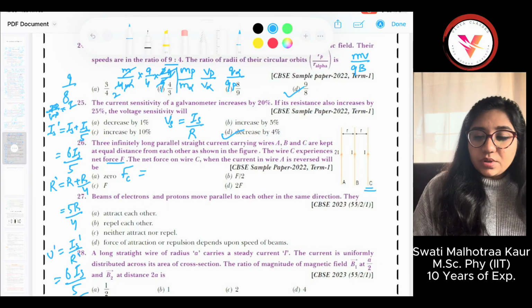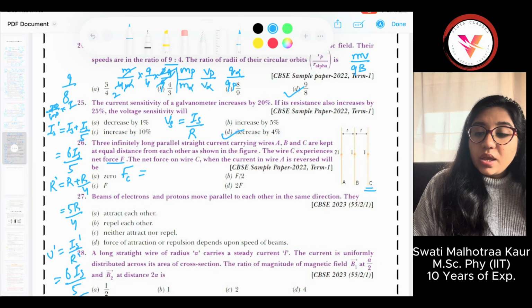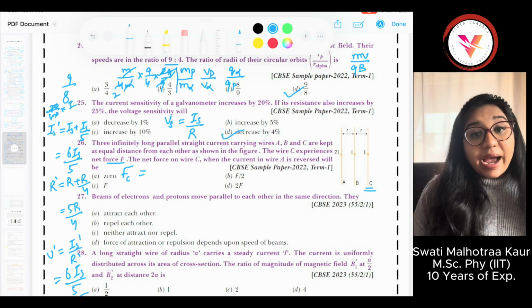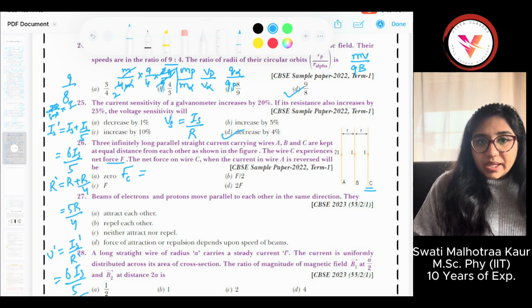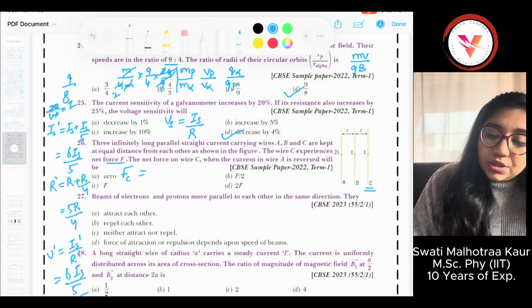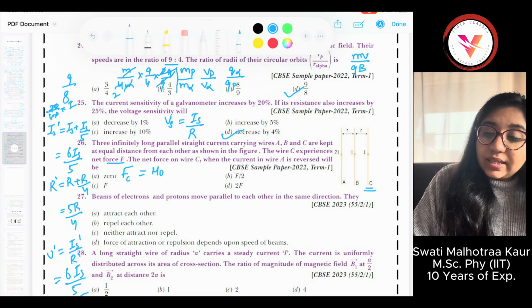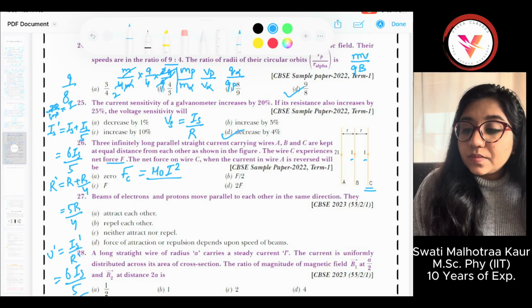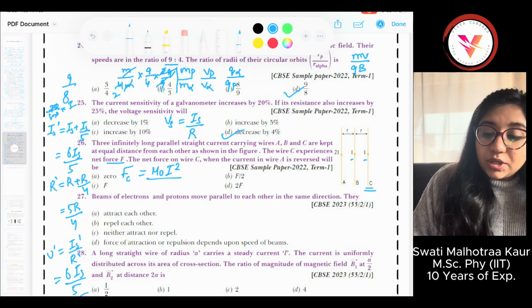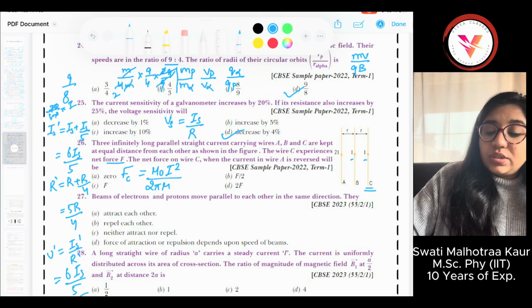So B is the same, so it should be, you have to calculate the force. So mu naught I1 I2 upon 2 pi a is the force per unit length formula. So it's mu naught I squared over 2 pi R, because the distance between these two is R.